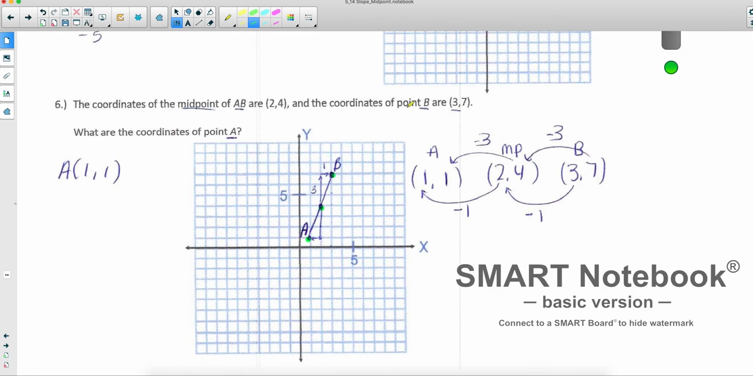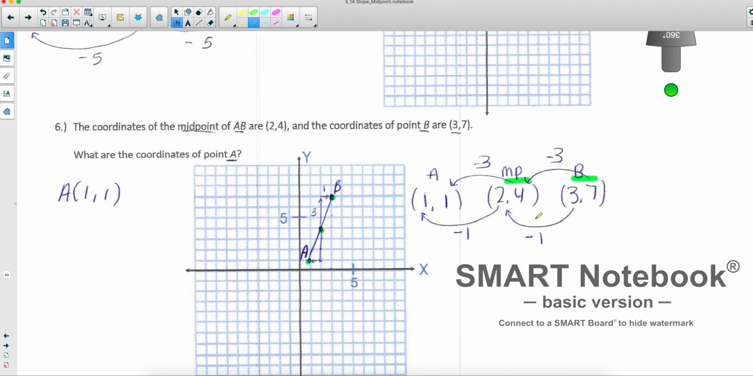Or we can work backwards. Take the midpoint they gave you and the endpoint. I went from this y value, 7, to my midpoint, which is 4, by subtracting 3. So to get to the other endpoint's y value, I subtract 3 again, and I get 1. The same for the x's. I go from 3 to 2 by subtracting 1. To get to the other x value for my other endpoint, I do 2 minus 1 to also give me 1. So either way, we end up with the coordinates of A at 1, 1.